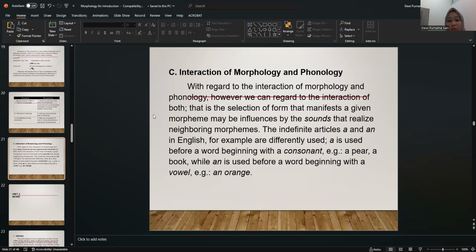Okay, so that's the difference between morphology and phonology. Yeah, I hope that you can understand the explanation of morphology and phonology itself.